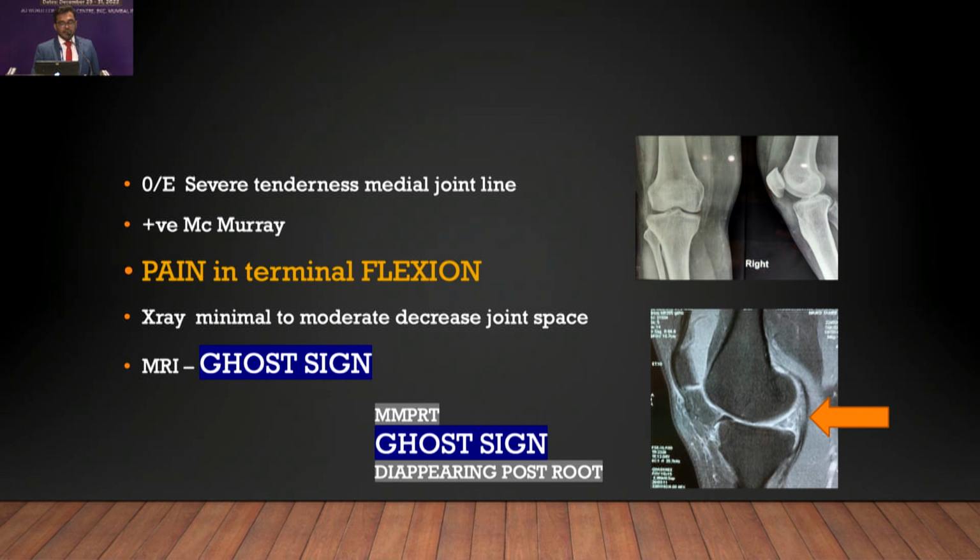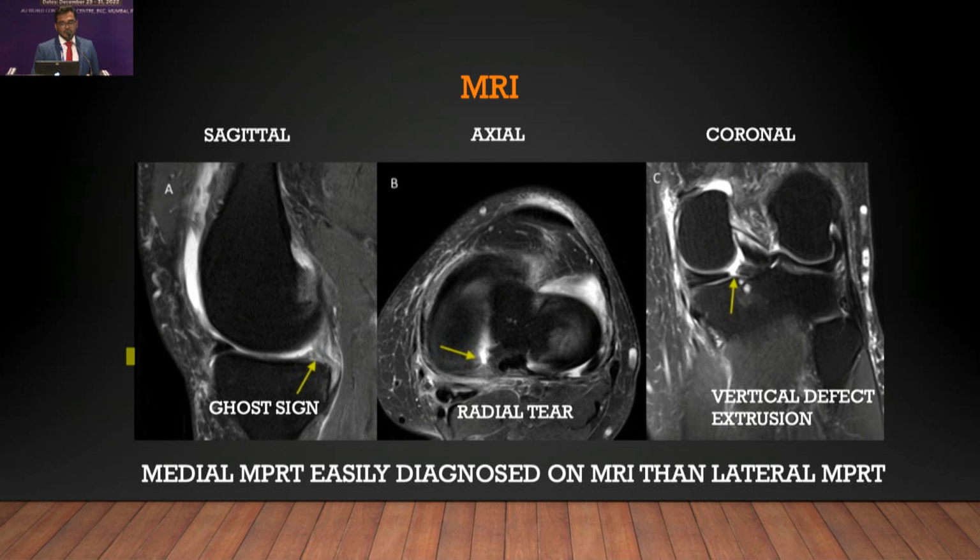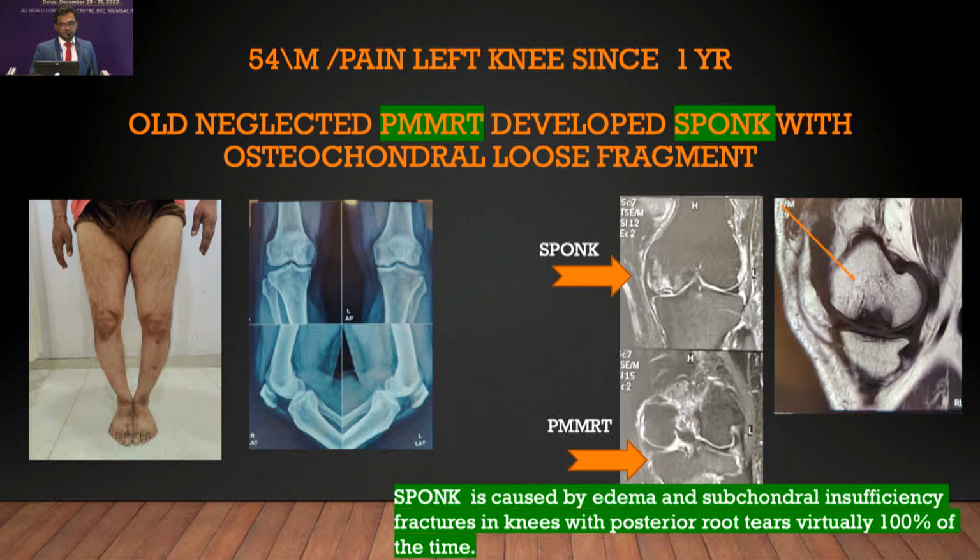And please do order an MRI, where you can appreciate the ghost sign, which represents a posterior root tear. This is how the MRI looks in the sagittal, axial, and coronal images. You see the ghost sign in the sagittal image, a radial pattern in the axial image, and a truncation pattern or a severe extrusion in the coronal image. The medial posterior root tears are more easily diagnosed on MRI than the lateral meniscal root tears.